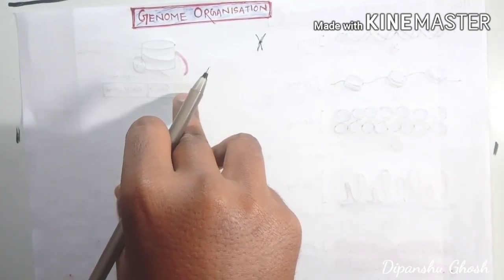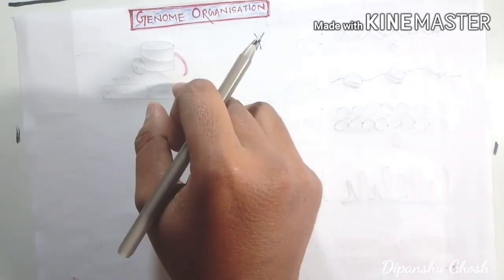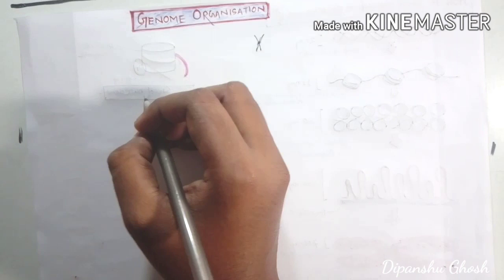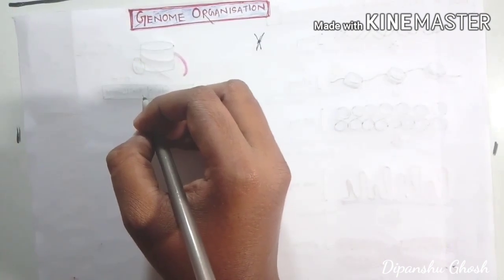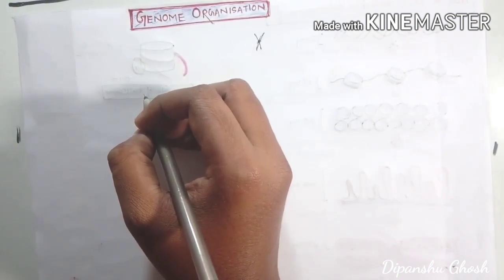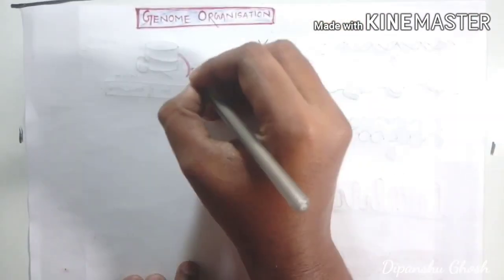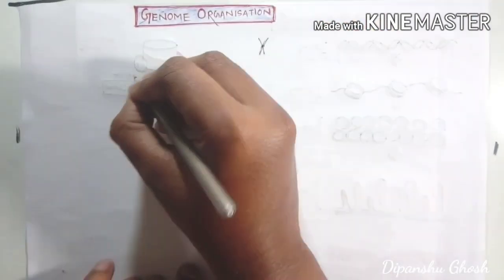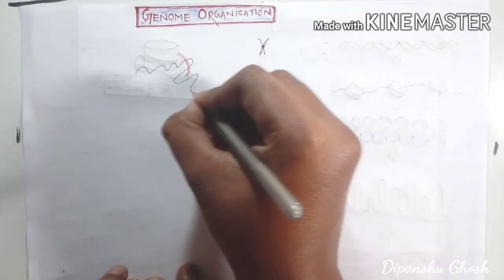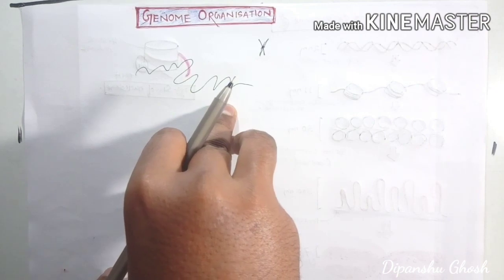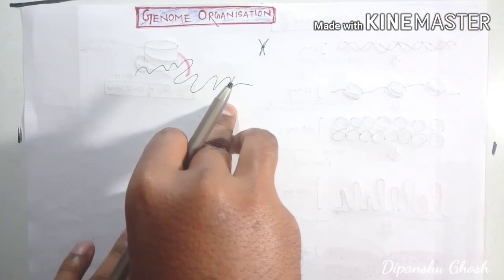To understand this process, we can take an example, right? Suppose I am given a long rope, and I am told to keep this rope in a very short area. So what will I do?